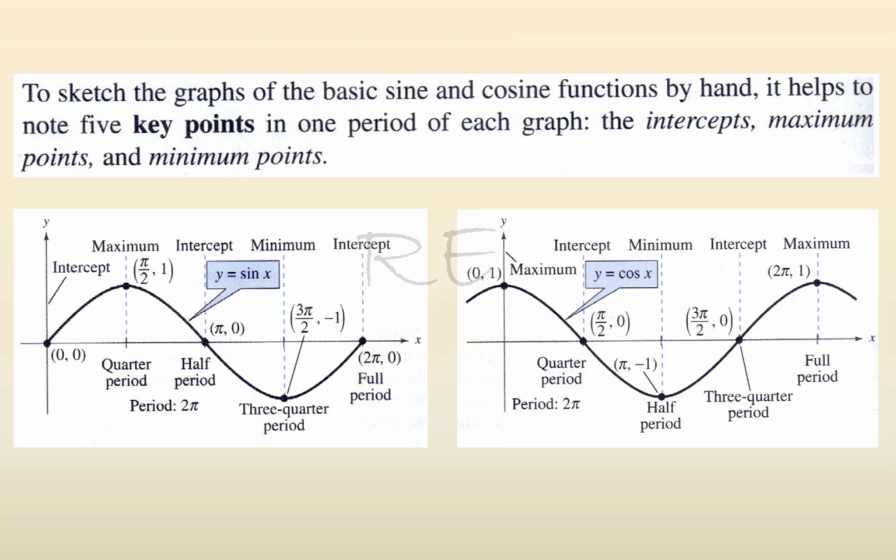This is a side-by-side look at the graphs of sine and cosine. Notice that the key points are intercepts, maximum and minimum points. They are 0, pi over 2, pi, 3 pi over 2, and 2 pi. They divide the curve into 4 quarters corresponding to the 4 quadrants.